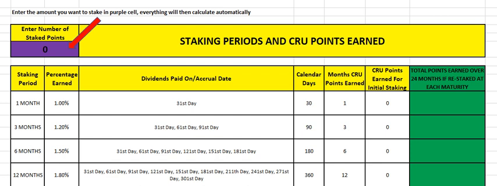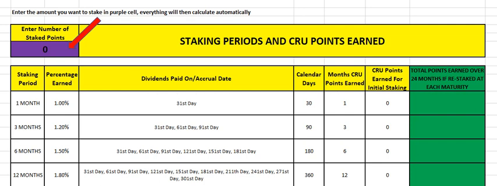Hi there, Brian Rooney. In this video, I just want to explain a wee bit about staking periods and the CRU points that are earned with each staking period, and then a bit of a scenario as to what happens when you break your staking contract before the expiry date.